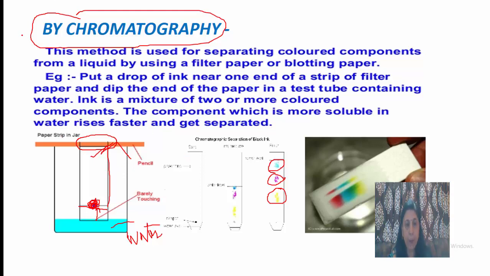The paper with its separate color spots is called a chromatogram. This is a chromatogram.